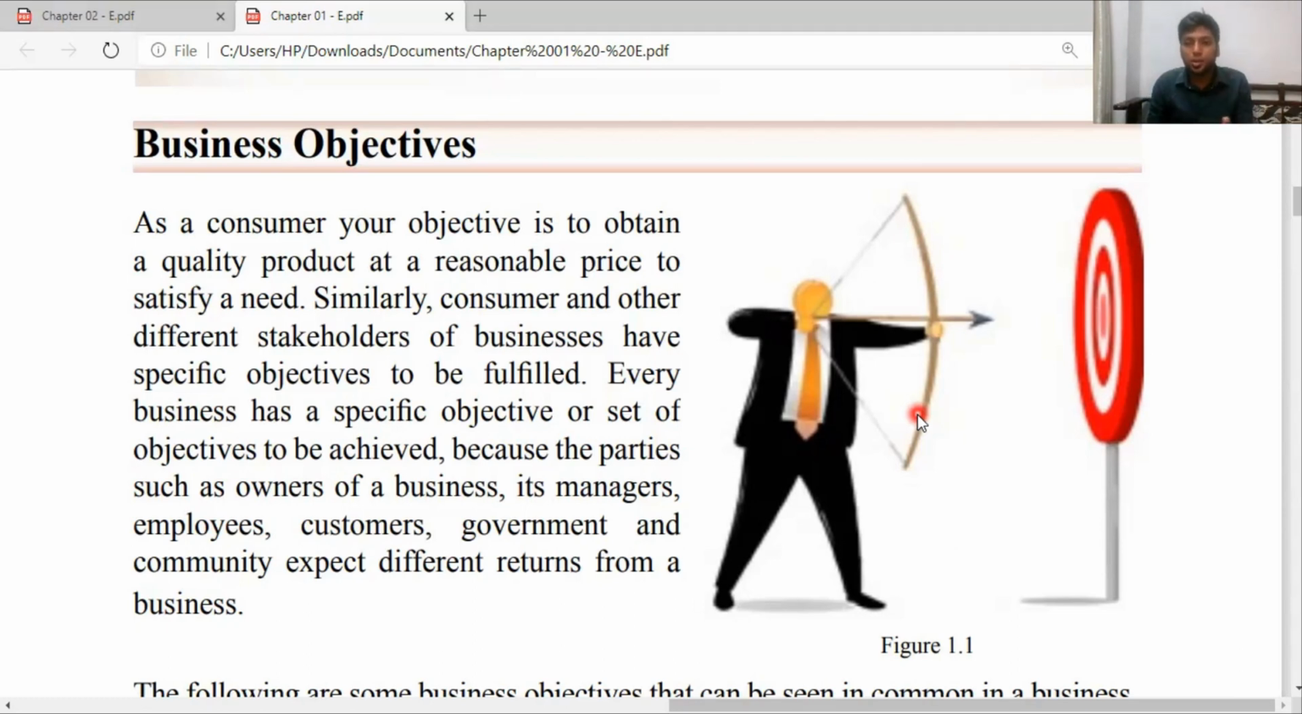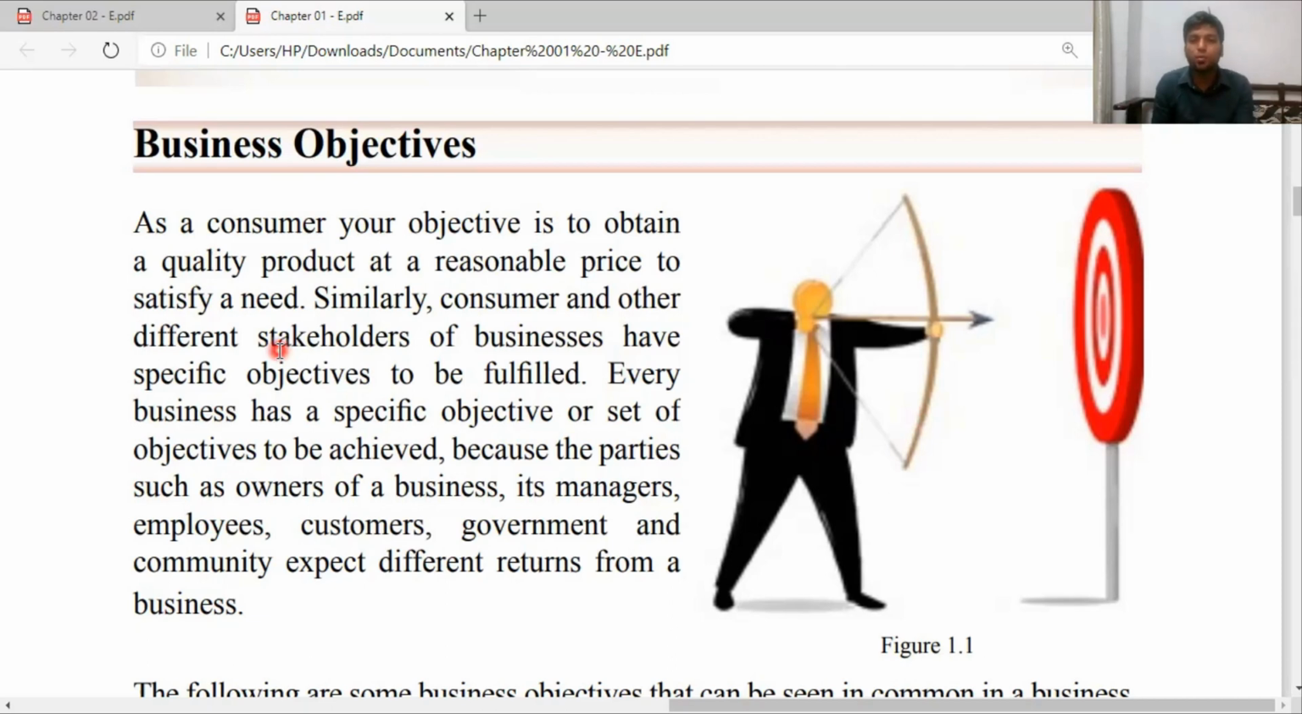A person can understand, just by reading the mission, what's the scope of the organization, what's the achievement, what's the purpose. All this you can learn when you are learning about mission. But what is business objective? Business objective says that as a consumer, your objective is to obtain a quality product at a reasonable price to satisfy needs. So objective might change as a consumer, as a businessman, as a supplier. It can change from one person to another.